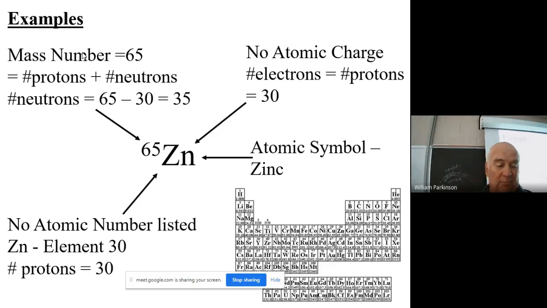So since this is element 30, it has 30 positive charges. If no charge is listed, I'm assuming it's got 30 negative charges to equally balance the positive charges. So if you see this symbol, you should be able to tell me exactly how many protons, neutrons, and electrons atoms of this element contain.